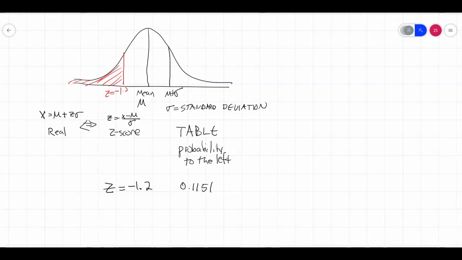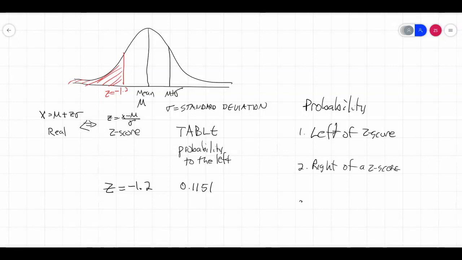So then there's basically three concepts. If we want the probability to the left of a z-score, then there's also probability of right of a z-score, or there's the probability between two z-scores. And now it might not be between z-scores, it might be between two real values, but we already know how to go from real values to the z-scores. And tables only accept z-scores.